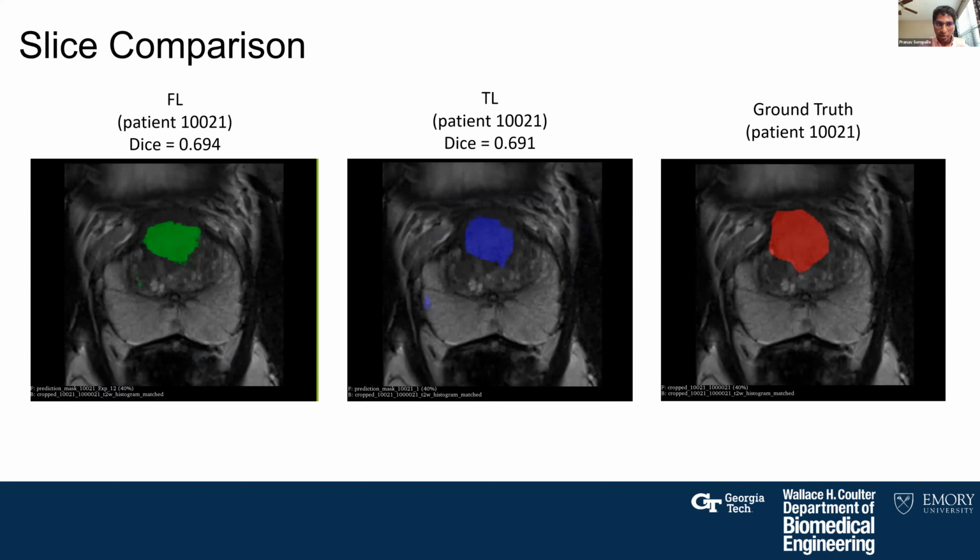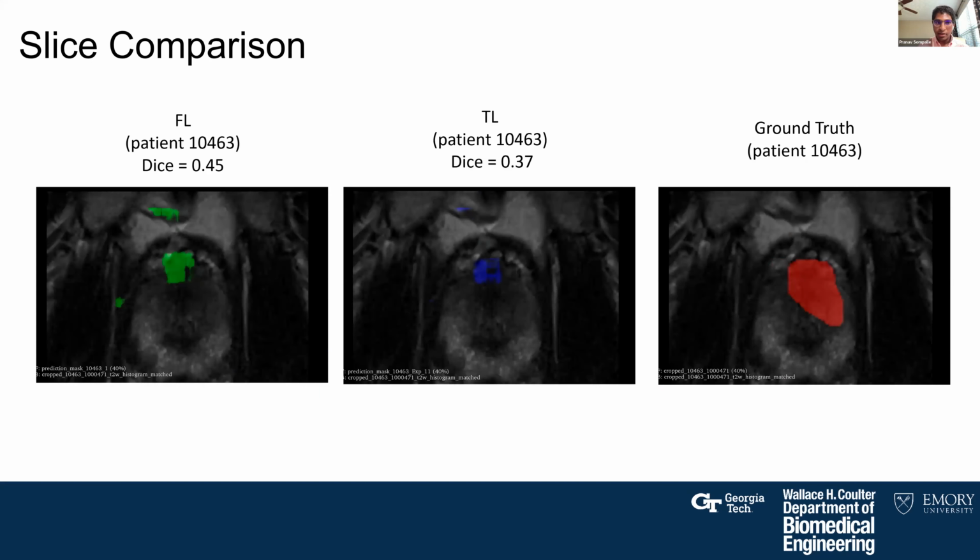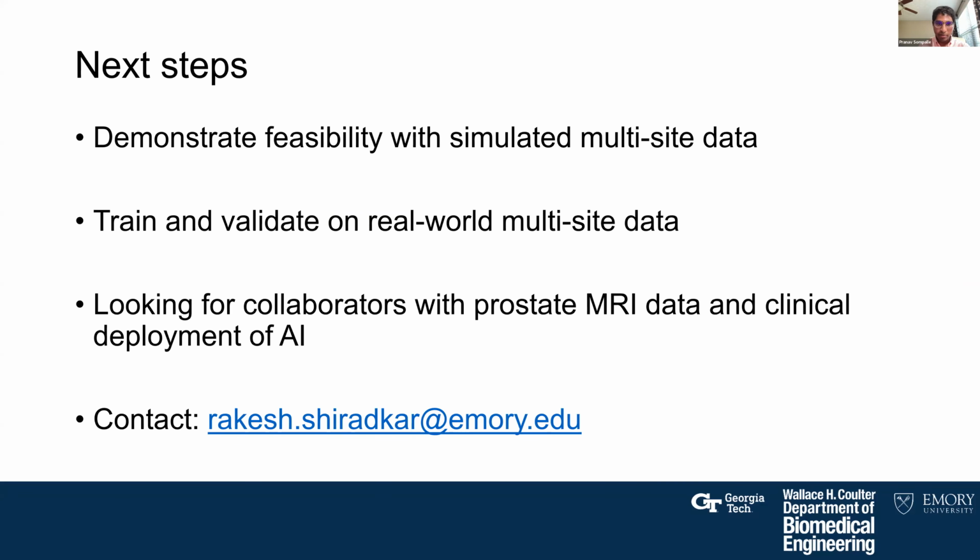This is just a comparison of some slices generated for a few patients in the federated learning and the traditional learning experiments, in which we can observe a minor improvement in coverage by the prediction tumor mask compared to the ground truth mask, relative to the traditional learning experiment.